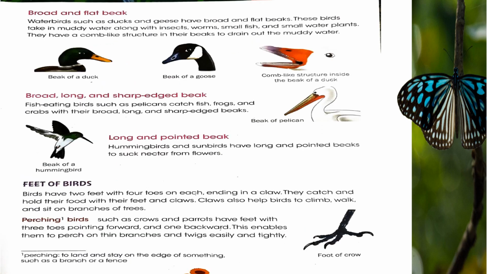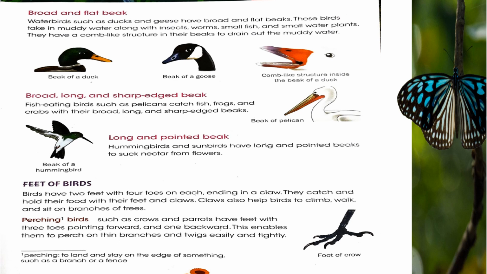Broad and flat beak. Water birds such as ducks and geese have broad and flat beaks. These birds take in muddy water along with insects, worms, small fish, and small water plants. They have a comb-like structure in their beaks to drain out the muddy water, which you can see in the images of a duck, a goose, and the structure inside the beak of a duck, that is a comb-like structure.